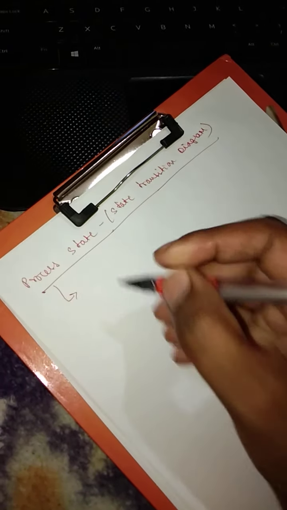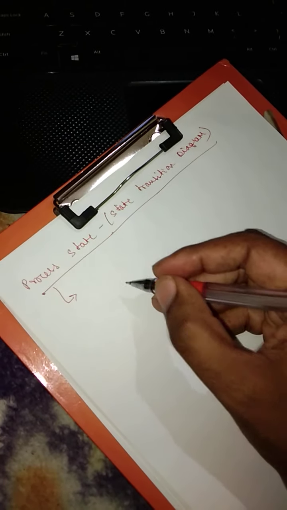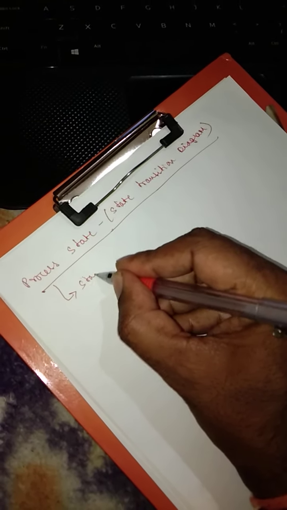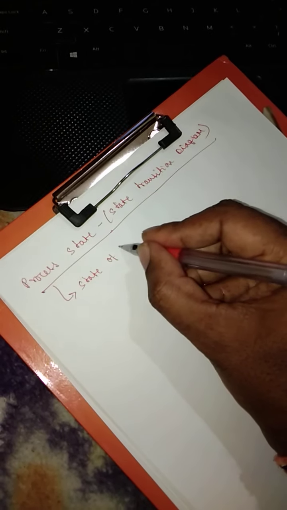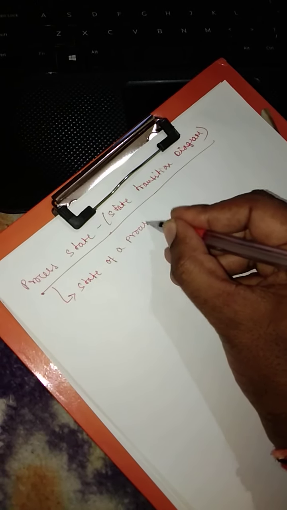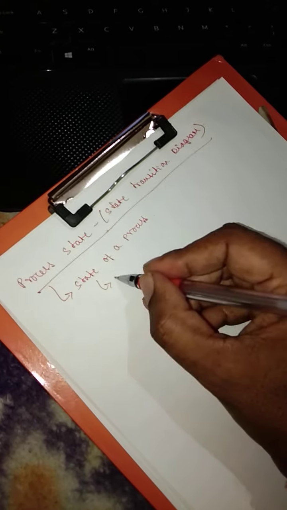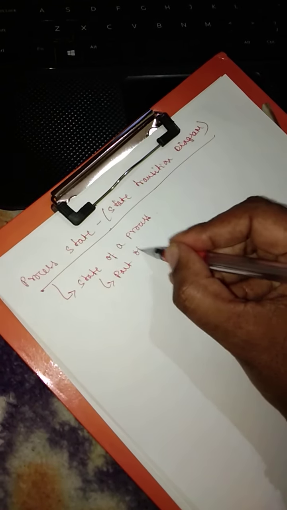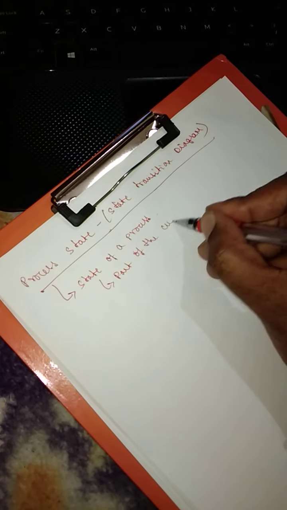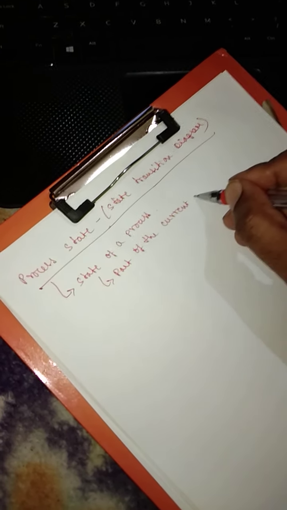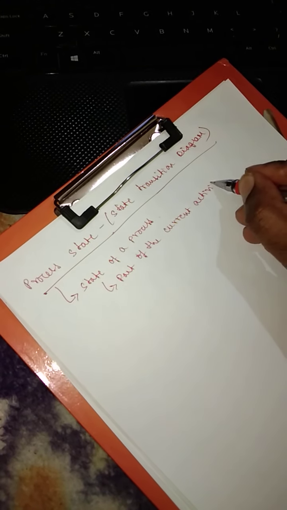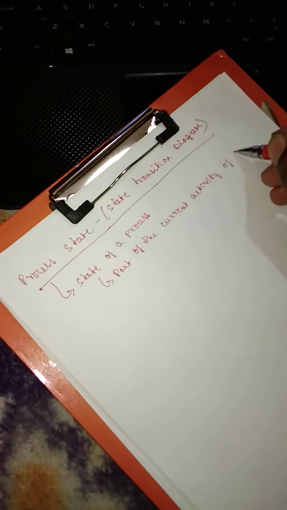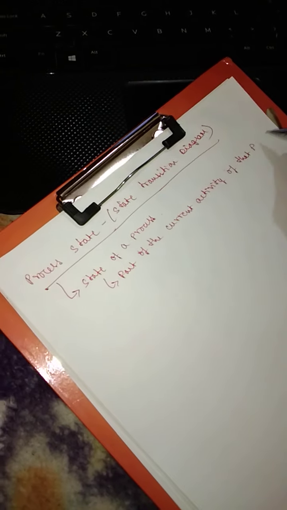In other words, we call it a state transition diagram. Now first of all, we need to understand what this process state is. So here, the state of a process is nothing but a part of the current activity of that process.